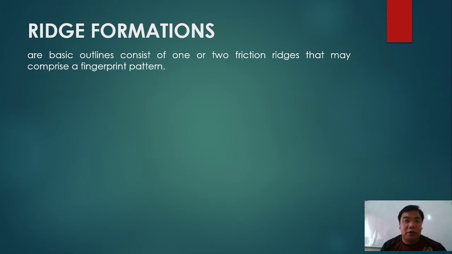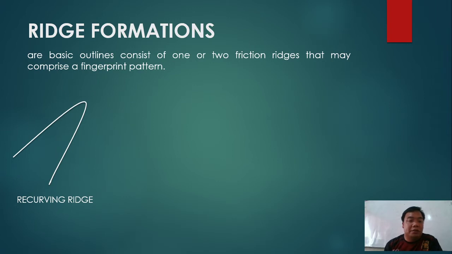Our topic is all about ridge formations. Ridge formations are basic outlines consisting of one or two friction ridges that may comprise a fingerprint pattern. Actually, there are five basic outlines that we call ridge formations. First is the recurving ridge.